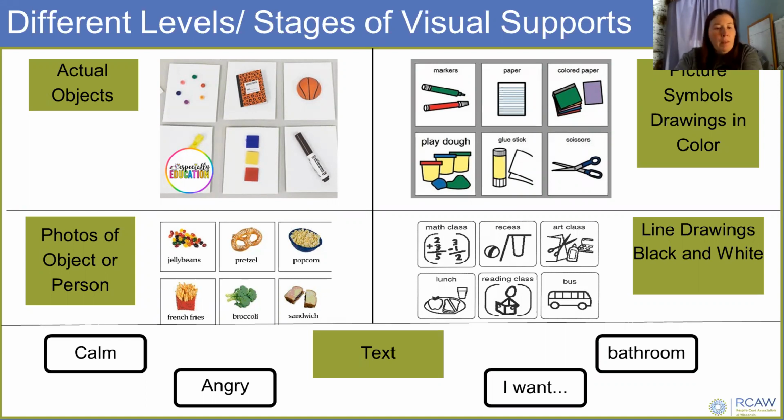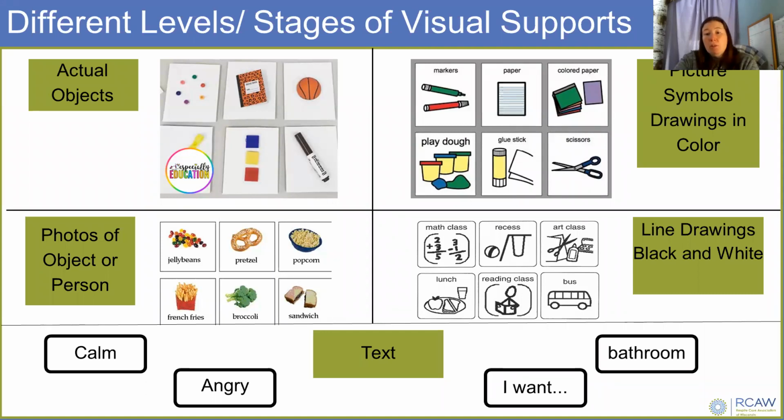Individuals with vision impairments might need the actual object in order to be able to make a choice or see what they have. The next stage or the next level up is photos of an actual object or of a person. This is to be very concrete because maybe when I say pretzel, I'm thinking pretzel sticks, but no, it's actually the other pretzel. But again, this matches, oh, this is what I'm asking for. This is what I'm talking about.